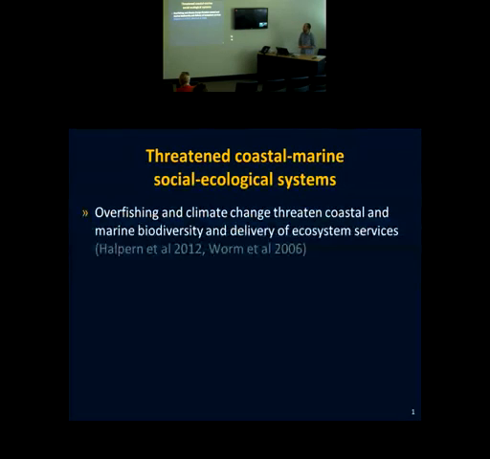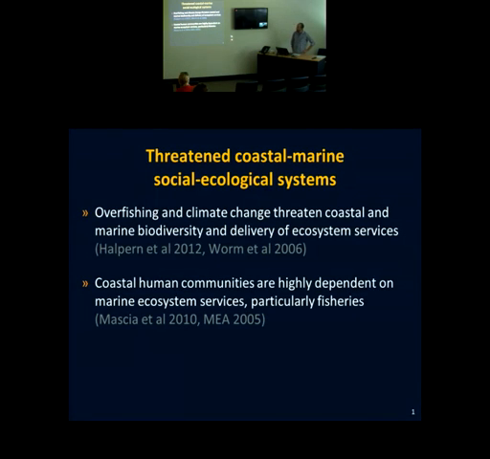As everyone here is well aware of, overfishing and climate change are two major threats that are affecting marine biodiversity, but also the existing services that marine biodiversity provides to people. This is particularly relevant because millions of people, especially in coastal communities, are highly dependent on the marine resources provided, and particularly fisheries because they are a major source of protein and source of income.